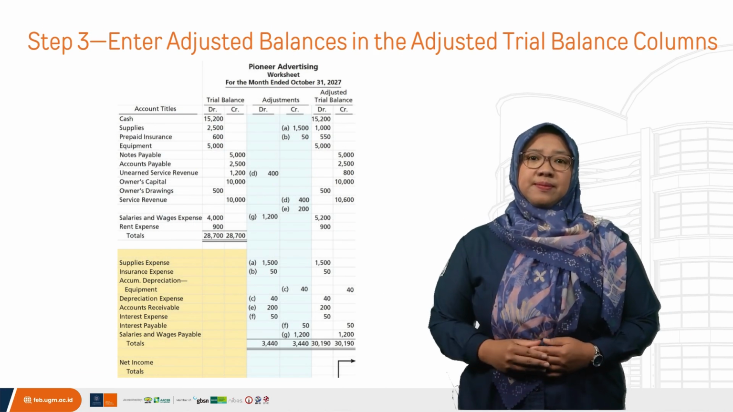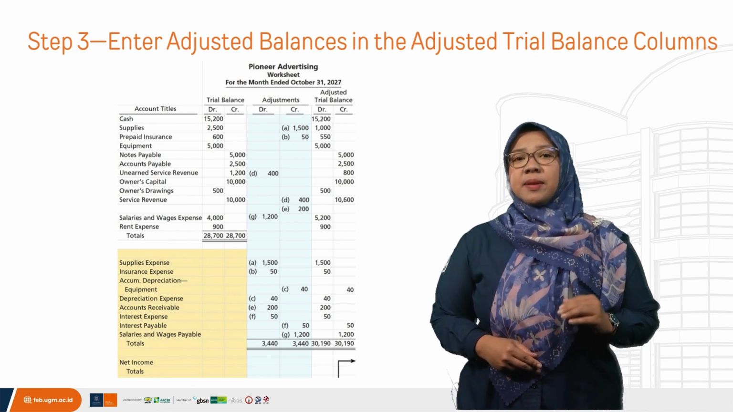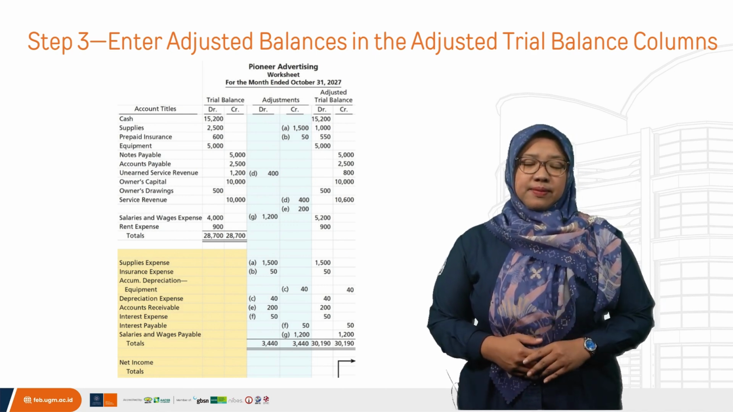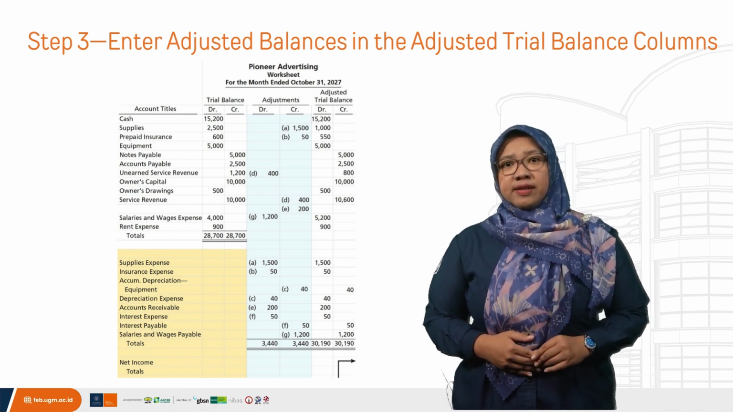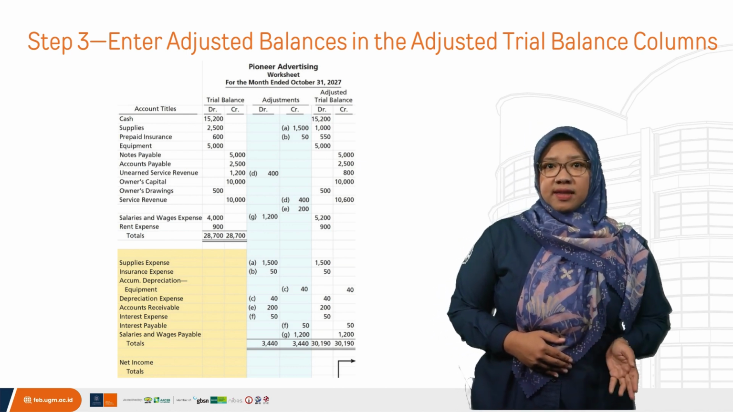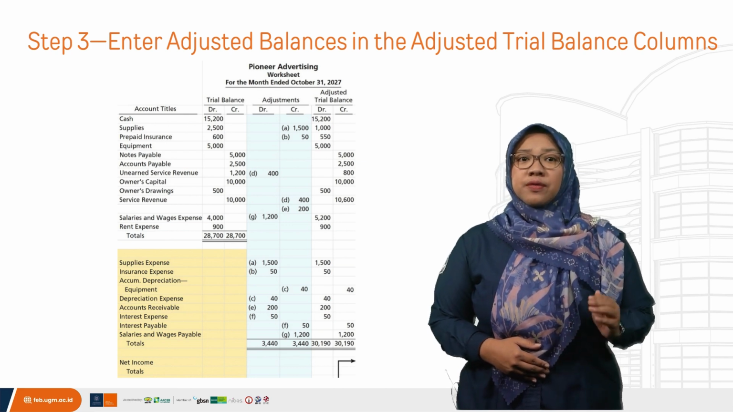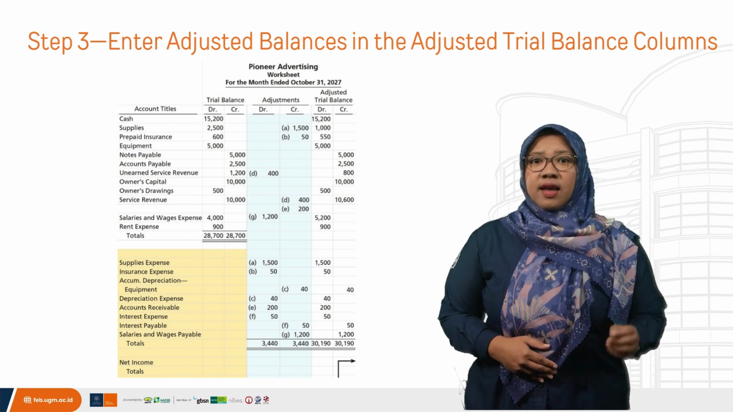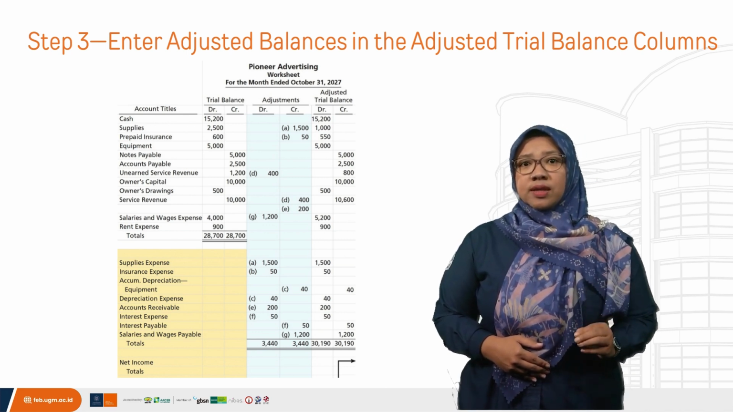Step 3. Enter the adjusted balance in the adjusted trial balance column. For instance, in the trial balance column, we have supplies of 2,500 on the debit side. And in the adjustment column, we have supplies of 1,500 on the credit side. The balance amount in the adjusted trial balance is 1,000 on the debit side.